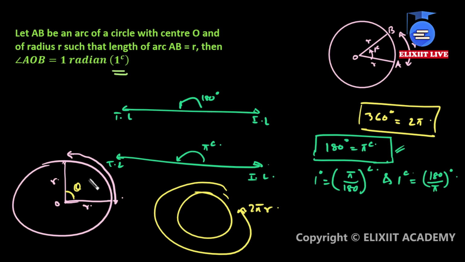So this is a quarter of a circle. Quarter means 1/4. There are 4 quarters. So for only 1 quarter, the arc length will be 2 pi r divided by 4. Isn't it? So over here, this will be pi r by 2. So this arc length is pi r by 2.